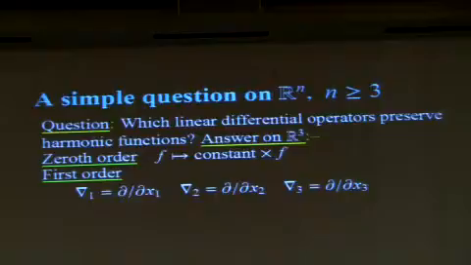Well, for first order ones, there are the infinitesimal generators of translation. The Laplacian is translation invariant. So these operators just commute with the Laplacian, and that's the infinitesimal counterpart of saying that the Laplacian is translation invariant. So these are certainly symmetries. They have the property that harmonic functions are preserved by these operators.